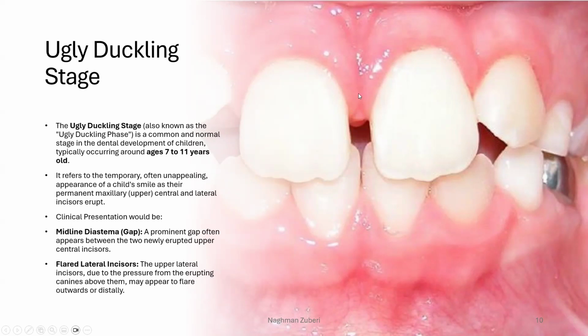Maybe the frenum is attached very close to the incisive papilla, and if they ask you how we will be sure that it is due to that, tell them that we will invert the lip and look at the incisive papilla. If the incisive papilla gets blanched, it means that the abnormal diastema is due to a low attached frenum.